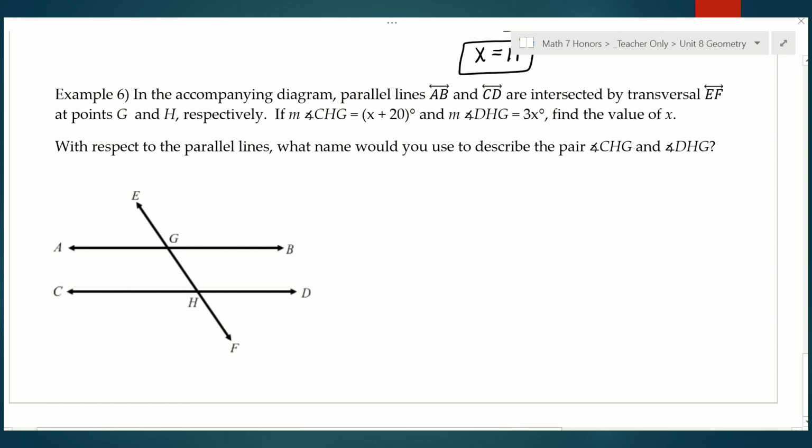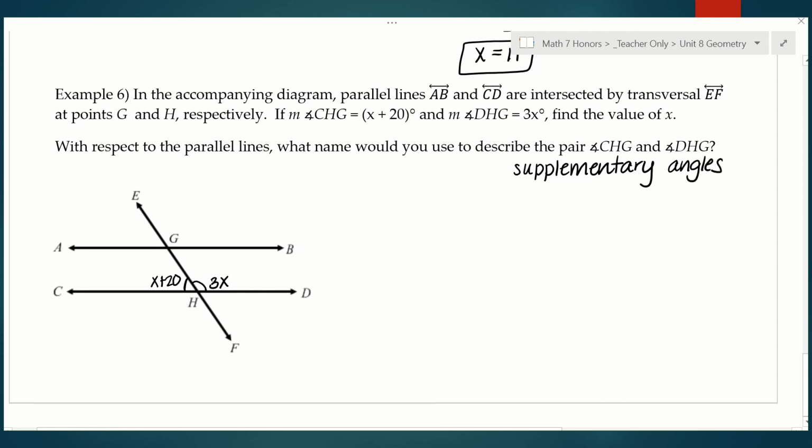All right, so let's find out where these angles are. CHG is right here. That's x plus 20. DHG is right here. That's 3x. All right, so what relationship would we give these? Well, the first one is acute. The second one is obtuse, and so we know they're not congruent. And so our only choice when they're not congruent is that they are supplementary. They're going to add to 180 degrees.